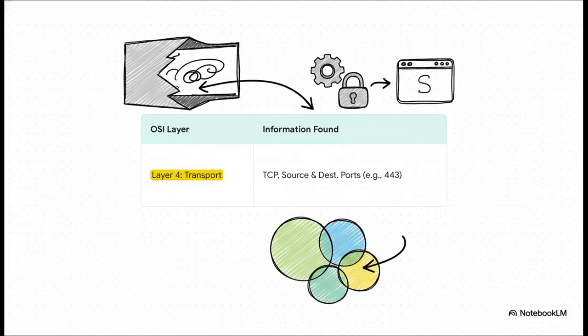And if we look inside that IP packet, we find Layer 4, the Transmission Control Protocol, TCP. This section has the source and destination ports. And that destination port, number 443, is super important. It's telling the receiving computer, hey, send this data to the web server application that handles secure HTTPS traffic. It's like the specific apartment number in an apartment building.